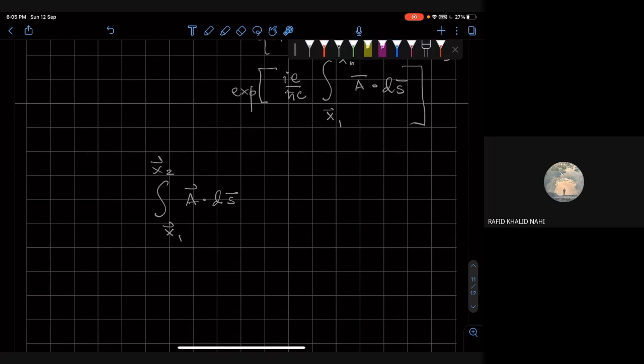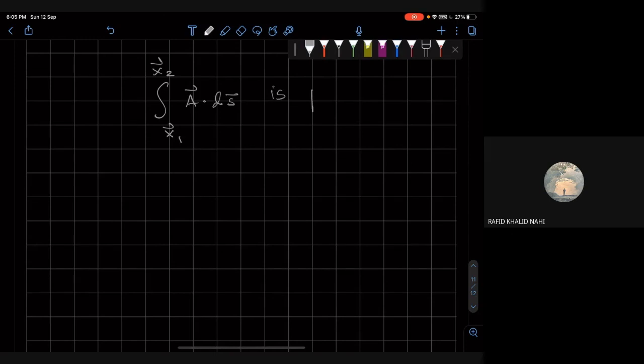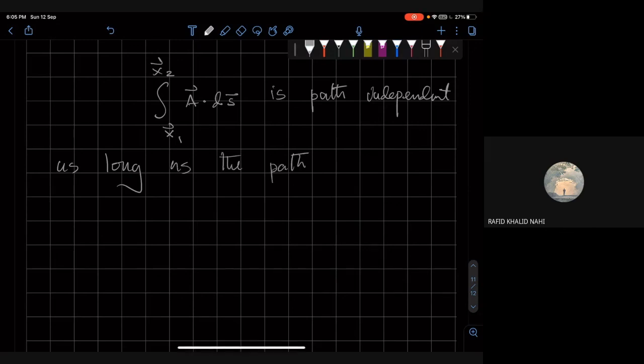Sir, isn't it not only in the case for functions whose curls are 0, but A is a function whose curl is 0? Exactly. Yes. So what this is saying is that this is path independent. Sorry, I haven't told you the whole thing. This is path independent as long as the path doesn't cross a non-zero magnetic field.